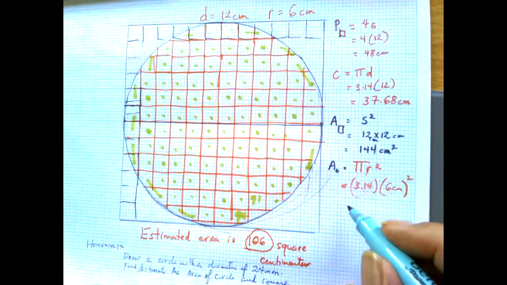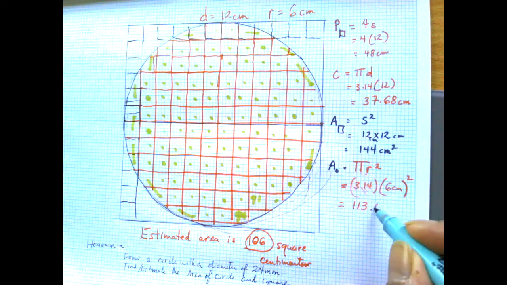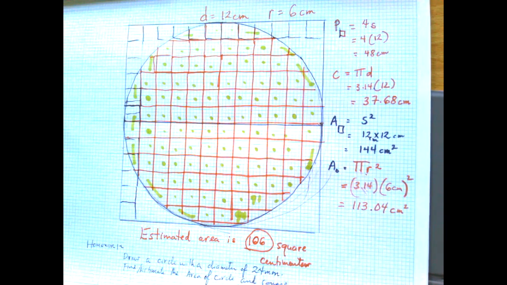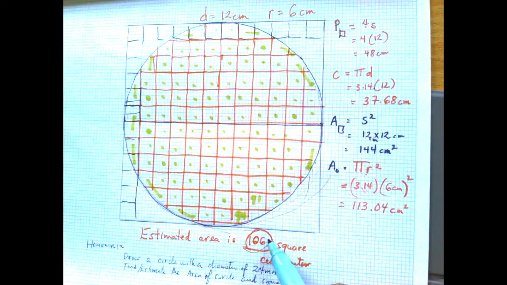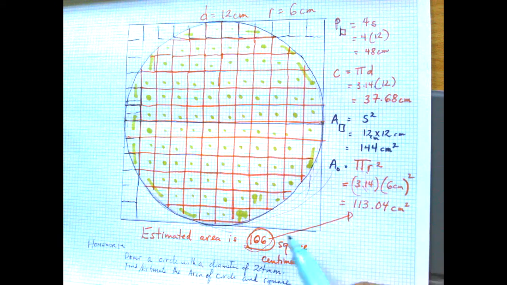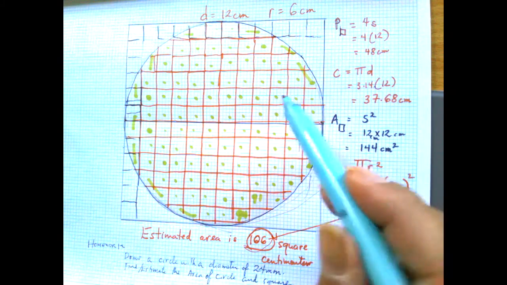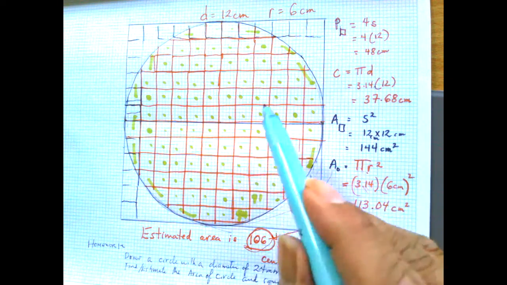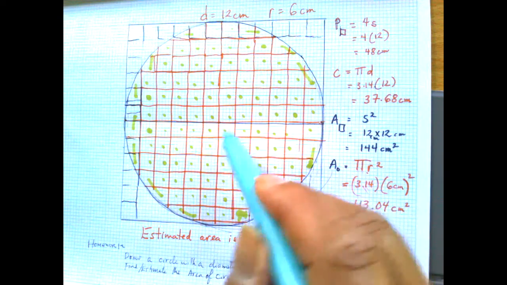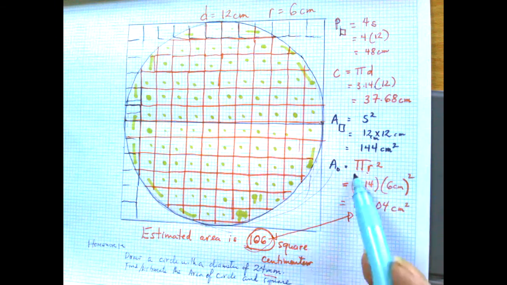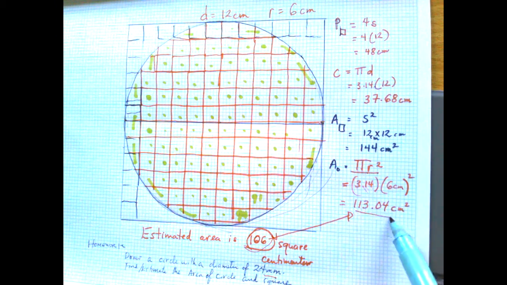So the answer is 113.04 centimeters squared. And so look, there you go. The estimate, it's not bad. I mean, I did it so quickly. So I hope you understand what the area of a circle is all about. We could count the number of squares in terms of centimeters or millimeters, if that's your unit, and then calculate also by the theoretical method, which is more accurate.